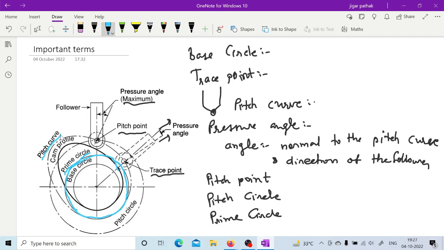This is your pitch curve, right? So if you again see the pitch curve, then this pitch curve is this one. So this is how you can have your prime circle and pitch curve.